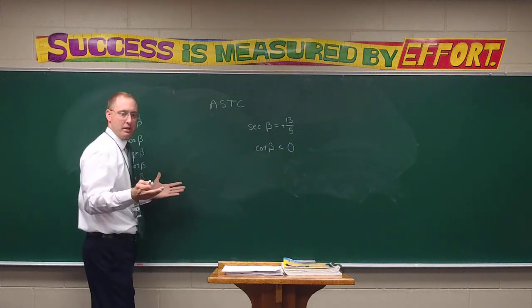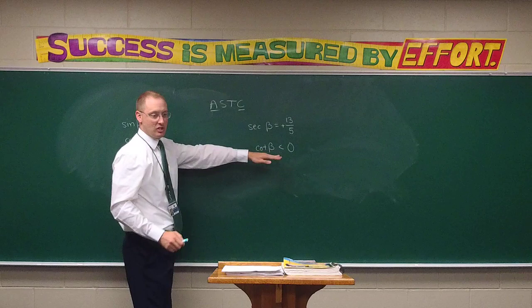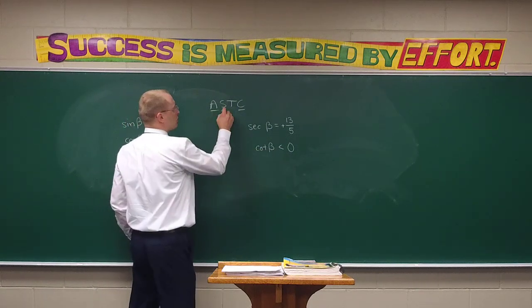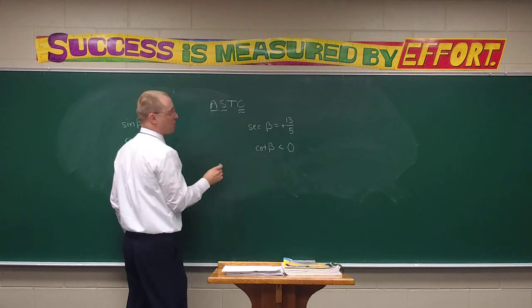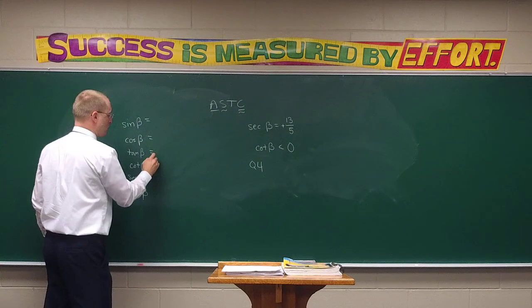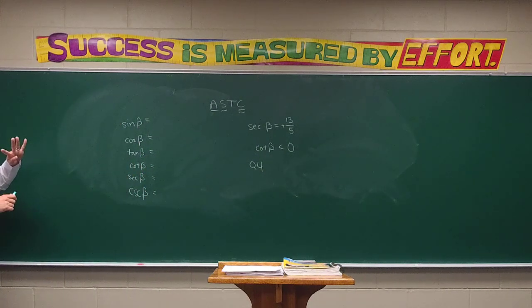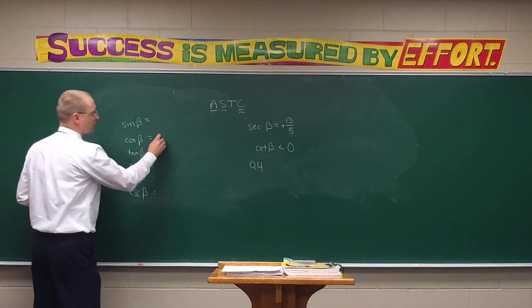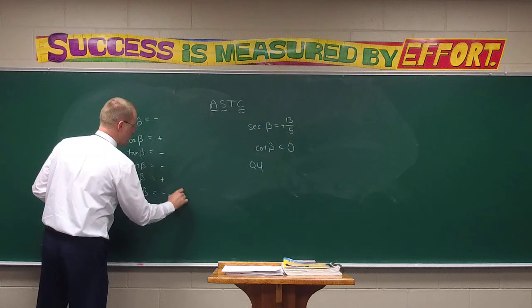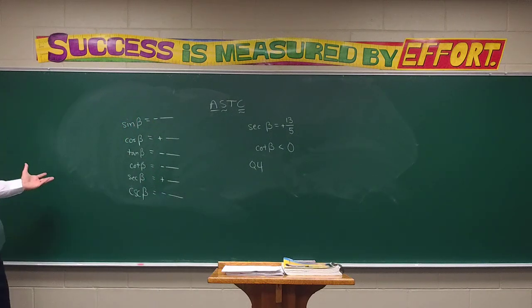So secant here is listed as being positive. Well, where would that happen? 1 and 4. But cotangent is listed as being less than 0, or negative. Where would cotangent be negative? 2 or 4. So clearly we are in quadrant 4. So for my trig ratios, remember, in quadrant 4, the only ones that will be positive are cosine and secant. All the others end up being negative ratios when it's all said and done.